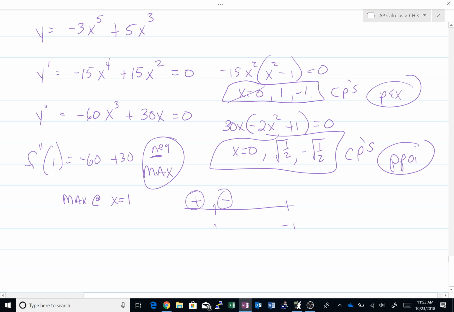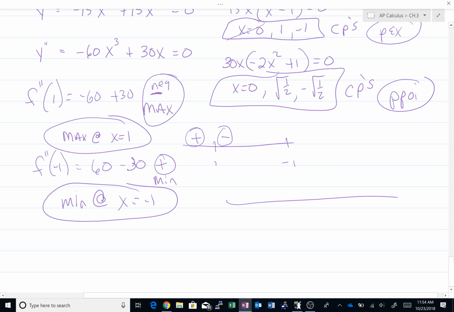Here, though, you do have to test intervals. So here I've got negative square root of 1/2, and here I've got positive square root of 1/2. Now what I do is I test the intervals into the second derivative. What about 0? We can do 0 real quick. I look at the second derivative. If I plug in 0, what do I get? 0. That's why I got that, so I can't use that.